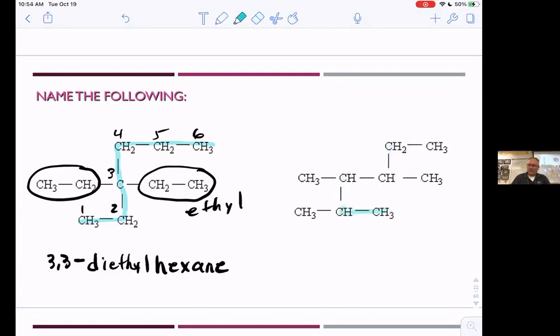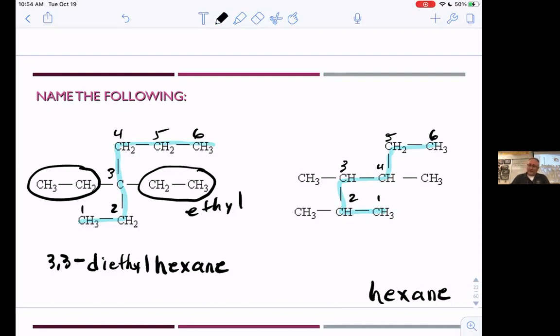And so this one we could go whoop, whoop, whoop, whoop, whoop. That would be 6. If I number these, this is 1, this is 2, this is 3, this is 4, this is 5, this is 6. Prefix for 6, again, is hex. They're all single bonds, so it ends in A and E. By all single bonds, I mean between carbons. So between the carbons are all single bonds.